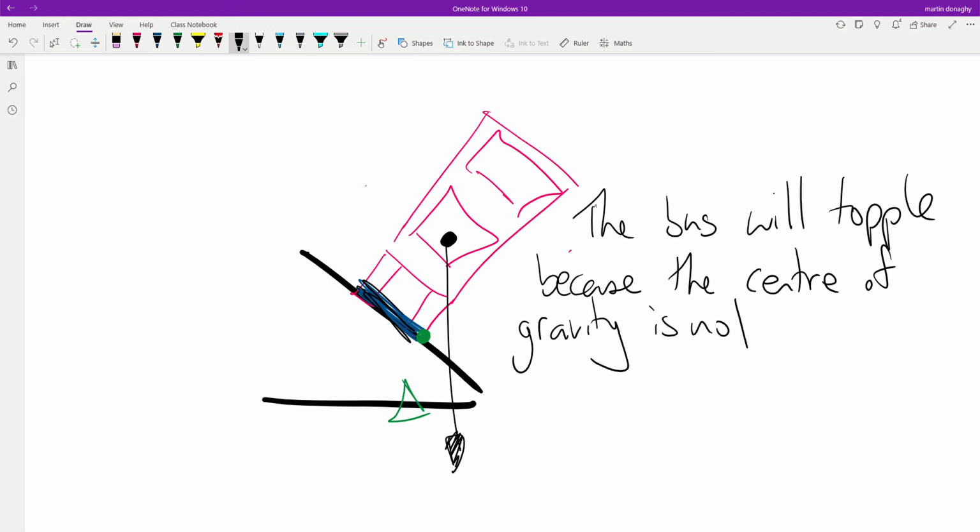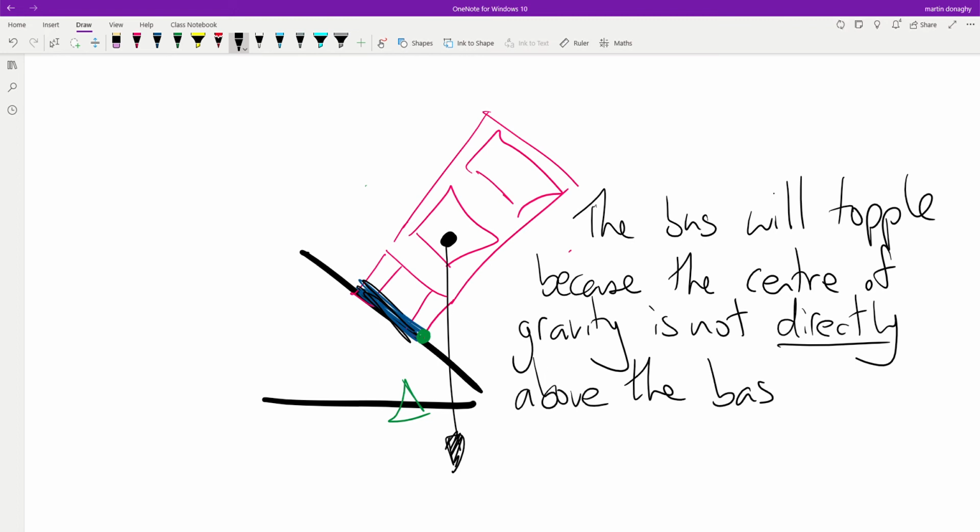is not directly, and that word's important, above the base. Okay, what we mean by that is this is higher up. I mean, if you look, that is higher than this, it's above it, but it's not directly above it. Okay, so that's how we answer questions on top line.